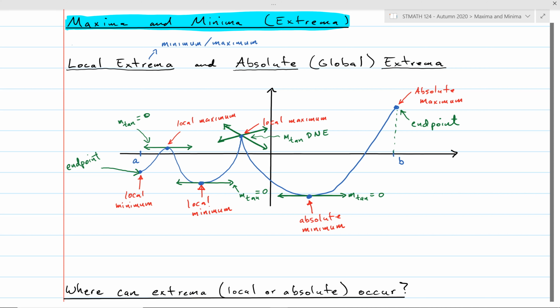So that's a pretty good survey of the sort of things that can happen where you get extrema. So let's write all that down.